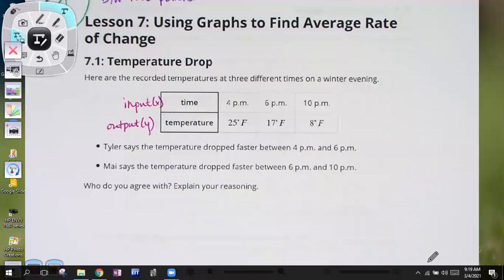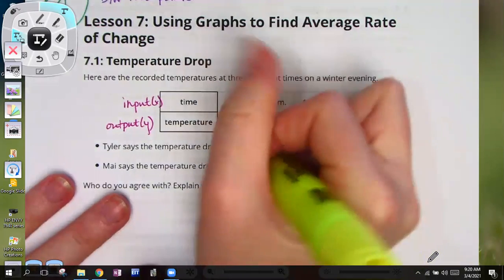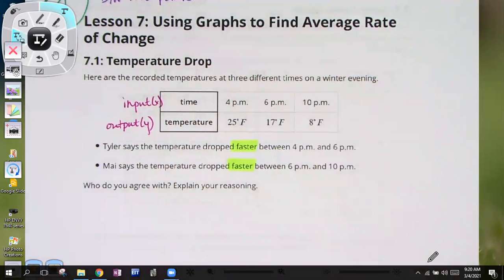It's up 8, it's up 9. It was 2 hours, 4 hours. Which one was faster? We're going to talk about it. All right, let's look at it. So I want us to focus on the fact that they use this term, which one dropped faster, okay?